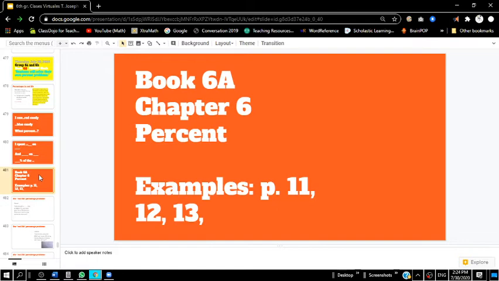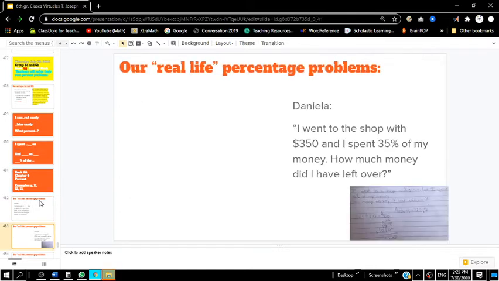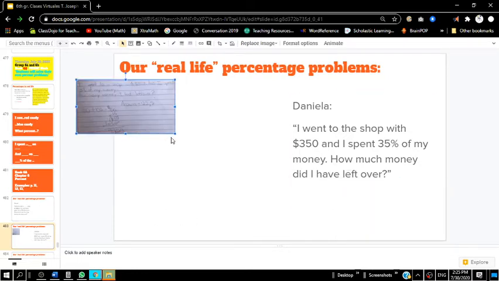If you didn't finish your problem, go ahead and take a look at pages 11, 12, and 13 in your book 6A, chapter 6, so that you can see some of those problems. In one of the groups, we looked at finding discounts of quantities. For example, this problem with Naomi had us looking at a quantity, a discount for some pet food, right? And then Daniela had us looking at a couple more problems, just taking a quantity and then spending 35% of the money, and then figuring out how much we had left over. You can actually see her work right there on the screen. Let me show you that.